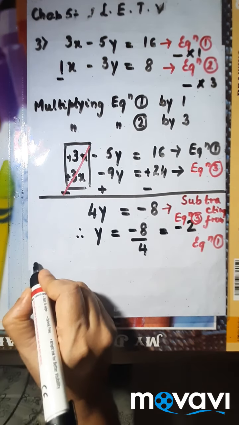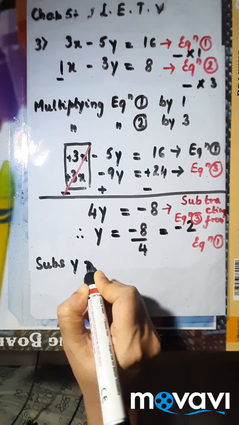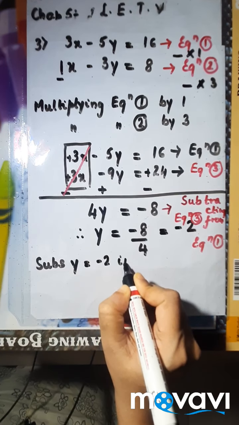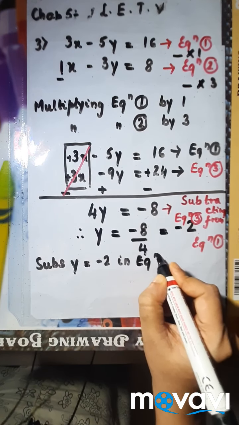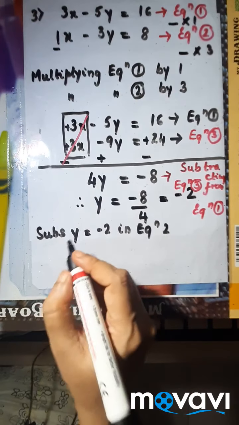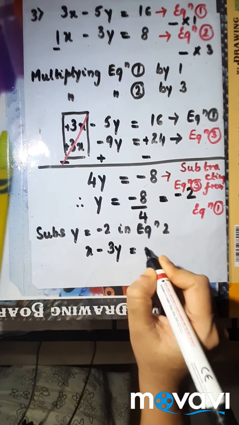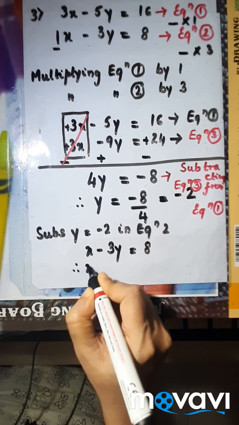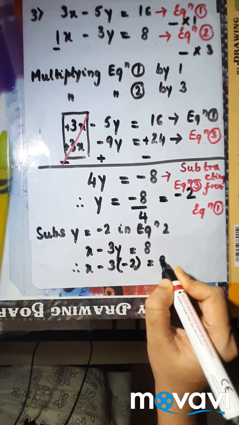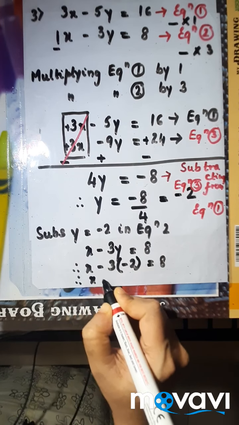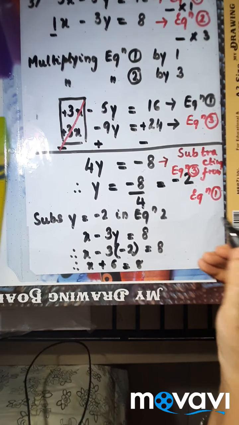Okay, so now substitute y equal to minus 2 in which equation? Which is the easier equation? Let's substitute it in equation 2. In equation 2. Okay, let's see equation 2. What is equation 2? X minus 3y equal to 8. Therefore, x minus 3 into minus 2 equal to 8. Therefore, x plus 6 is equal to 8.